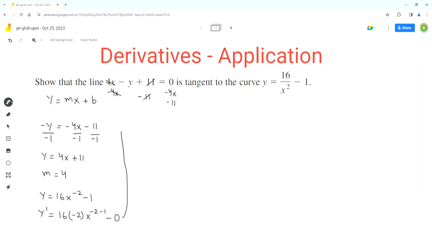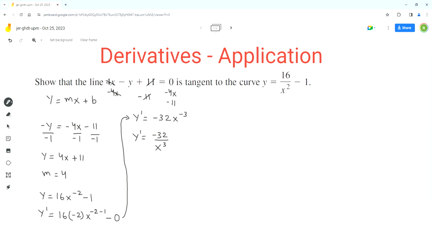Now we can simplify this equation. So y prime is equal to negative 32 x exponent negative 3. And now we can make the exponent positive by moving the x term to the denominator. So we get y prime equals negative 32 over x cubed.